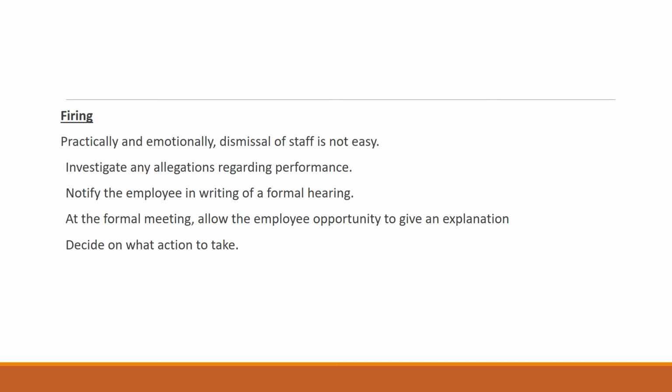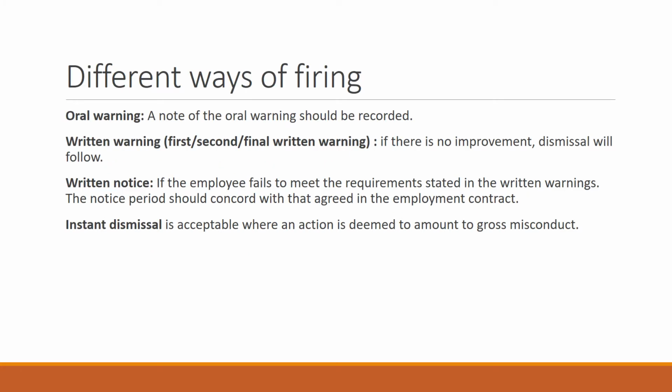Investigate any allegations regarding the performance. Notify the employee in writing for a formal hearing. At the formal meeting, allow the employee opportunity to give an explanation and decide what action to take. Now, there are different ways of terminating a person's service, the staff service, known as firing here.